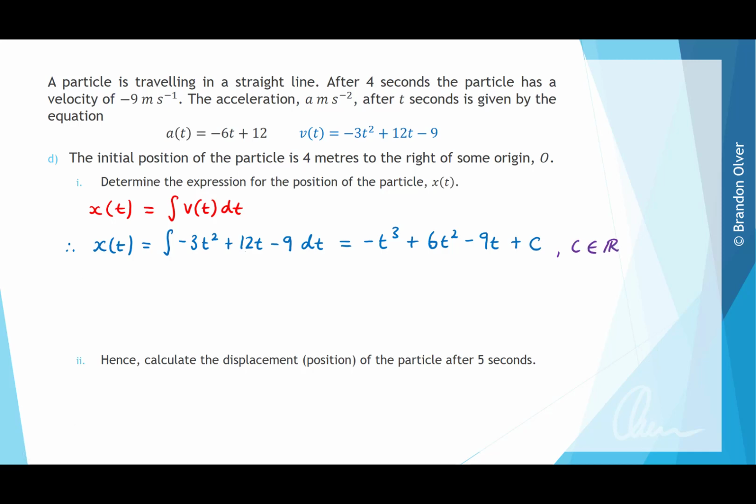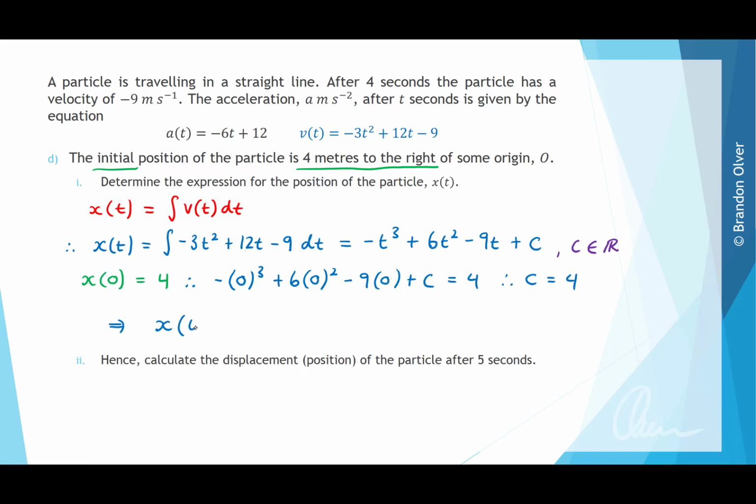Now we know that initially it's 4 meters to the right, so that means that x of 0, that's the initial position, is equal to positive 4. Therefore, we find that our equation can become minus 0 cubed, so we sub in 0 wherever there's a t, plus 6 times 0 squared, minus 9 times 0 plus c is equal to 4, and that will give us c equals 4. So overall, we find that our position, x of t, can be written as minus t cubed plus 6t squared minus 9t plus 4.